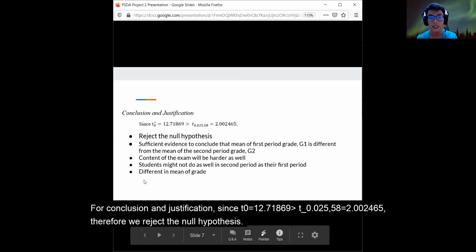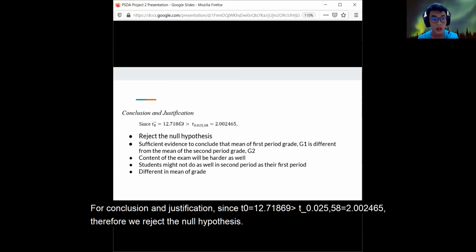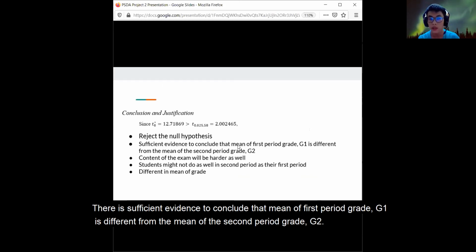For conclusion and justification, since T0 equals to 12.71869, which is greater than the critical T value, which is 2.002465, therefore, we reject the null hypothesis. There is sufficient evidence to conclude that the mean of the first period grade, G1, is different from the mean of the second period grade, G2.